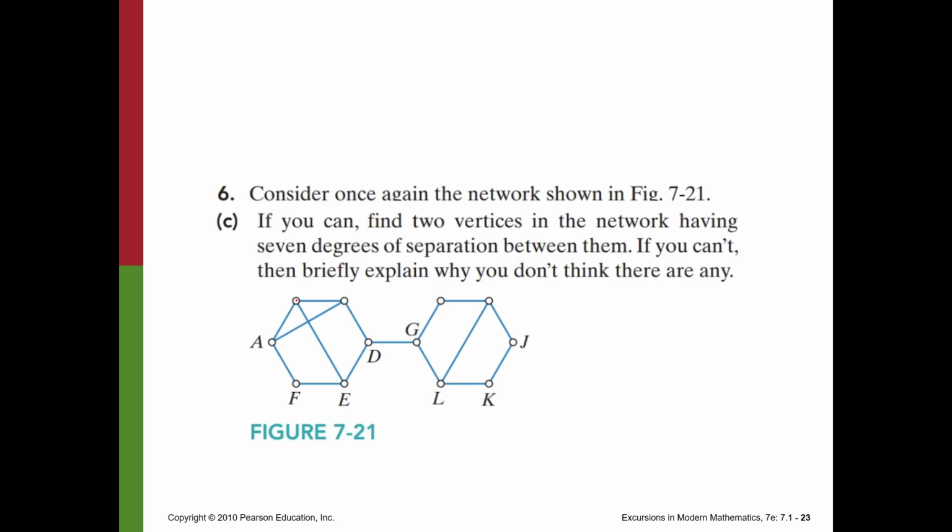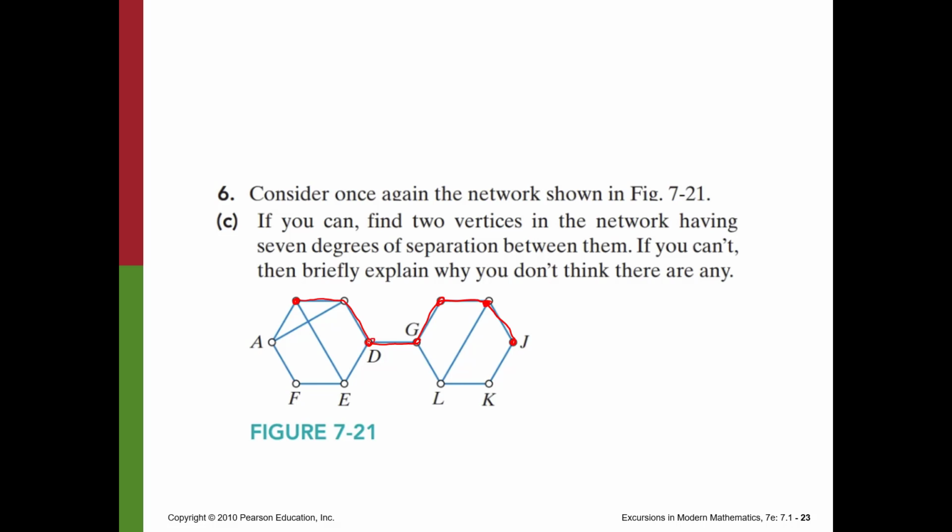So consider, if you can, find two vertices in the network having 7 degrees of separation between them. If you can't, then briefly explain why you think there aren't any. Okay, so we already saw that for 6 we could start here. 1, 2, 3. And then we go 4, 5, 6. We had that one last time.